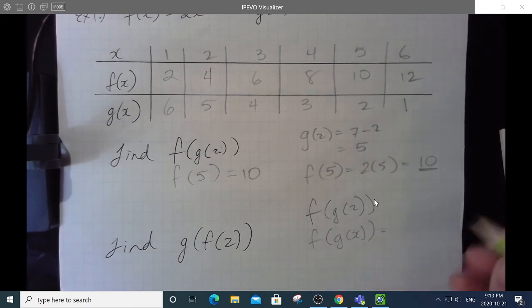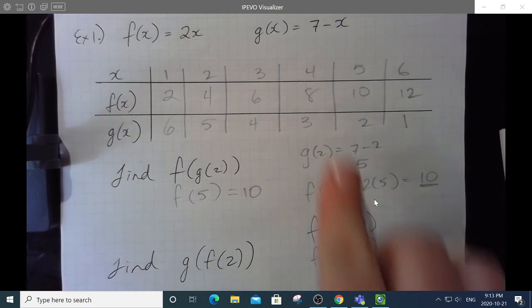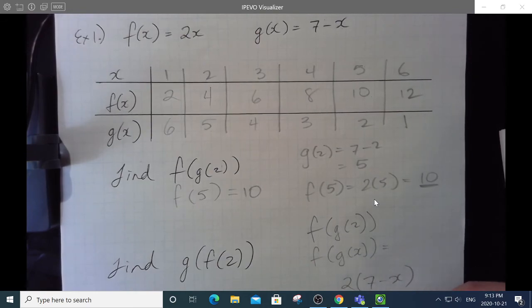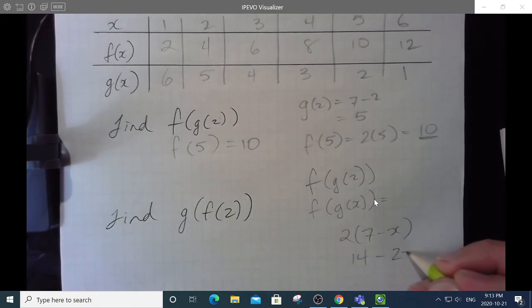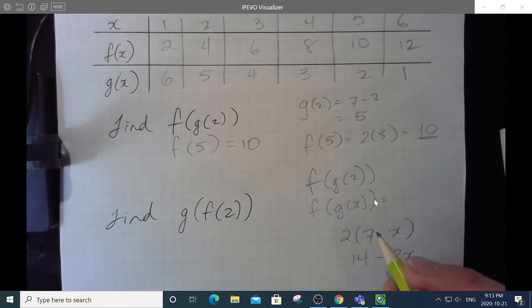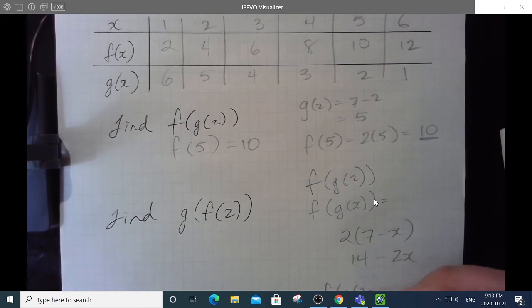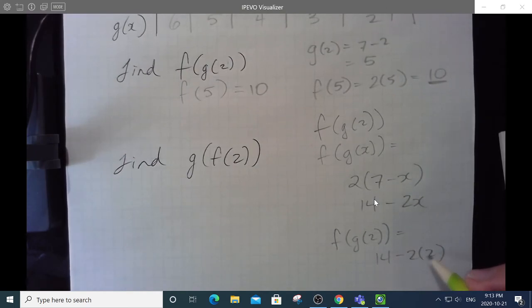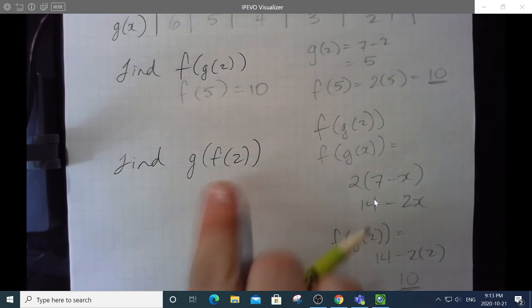So what does f of g of x look like? Well, f of g of x would be plug g of x in where x is. So it would be 2 times 7 minus x, which is 14 minus 2x. And if that's f of g of x, f of g of 2 would be to plug 2 into 14 minus 2x. And 2 times 2 is 4, 14 minus 4 is 10. Look at that, 3 different ways to get 10. Isn't that exciting?